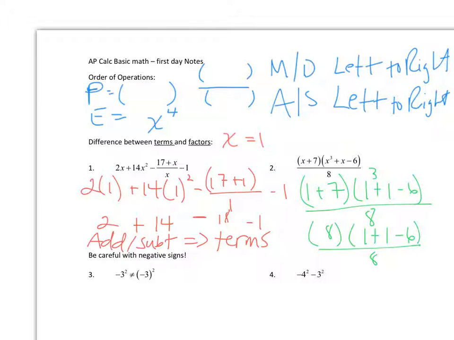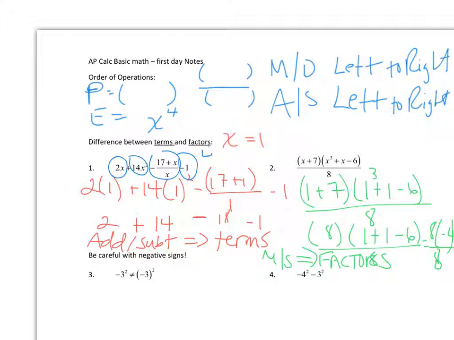And continuing on for this one, we're going to get 8 times negative 4 all over 8. So again, last step is to divide. So if my last step is to multiply or divide, then that means these are factors that we're talking about. Okay, so going back to the original statement here, problem number 1, we would have said it had 1, 2, 3, 4 terms. Okay, and in the second one over here, we would say it has 1, 2, 3 factors.